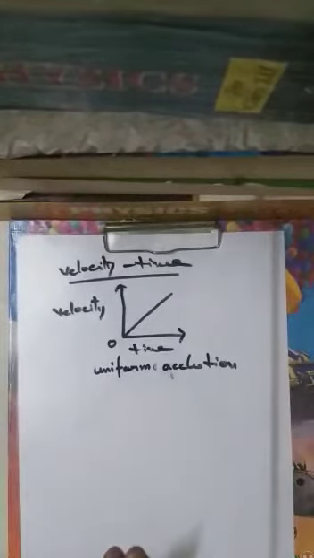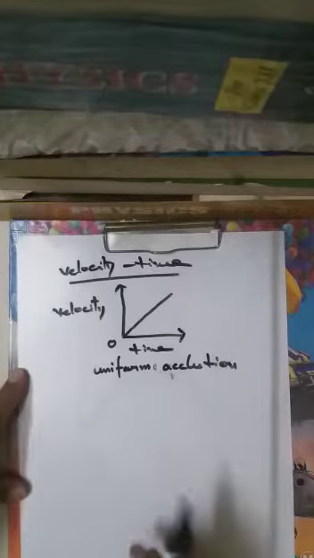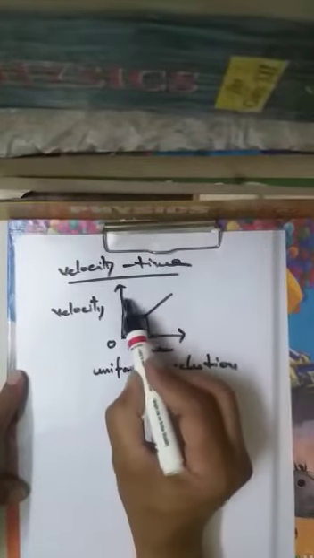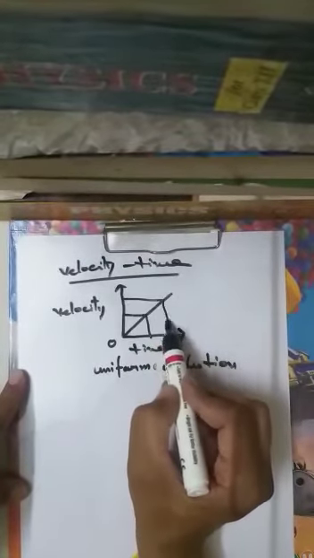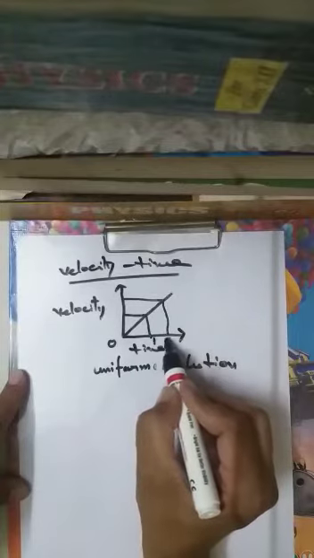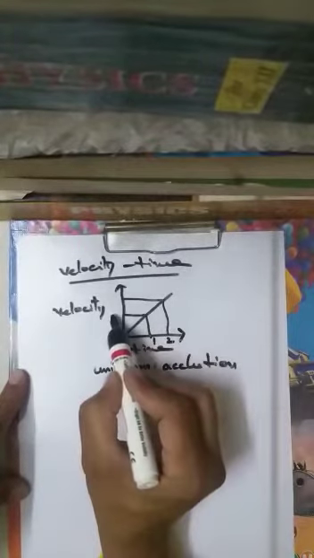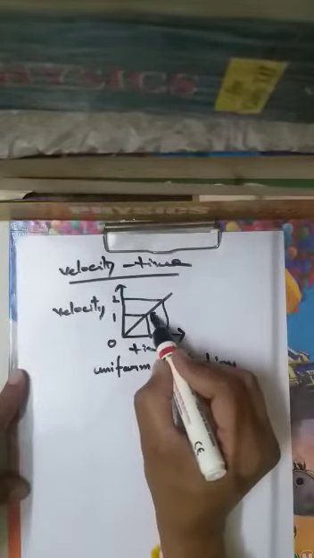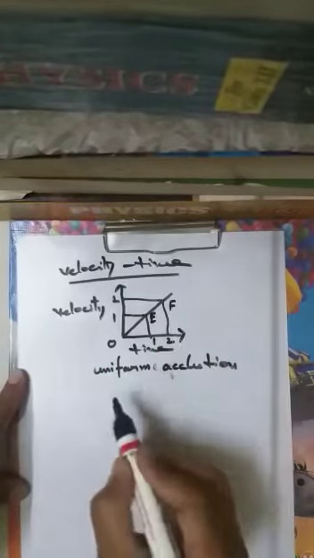This comes to our mind: why did I say uniform acceleration, not uniform velocity? Because similarly we take 2 points on the graph like that. Here time is 1 and 2 seconds, velocity 1 and 2. We assume this point is E and this is F.